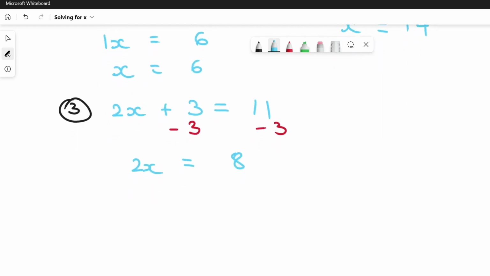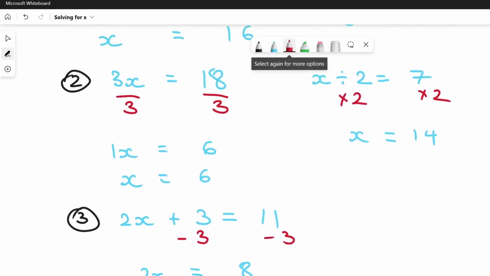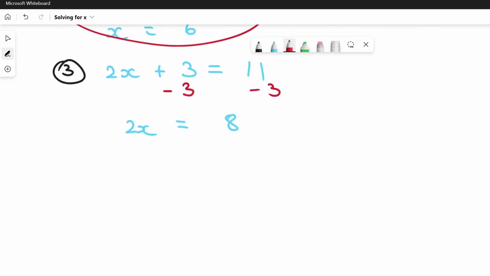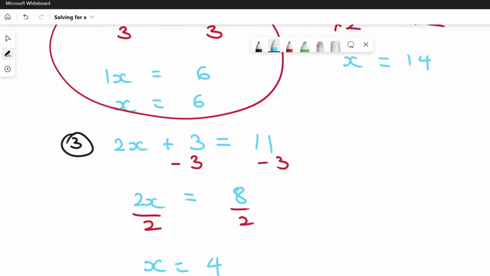And now that we have this question, it's pretty similar to the one we have over here. Knowing that, we divide both sides by 2. So 2 over 2 is 1, which is just x on the left-hand side, and 8 over 2 is 4. So now we've solved for x on this complex equation.